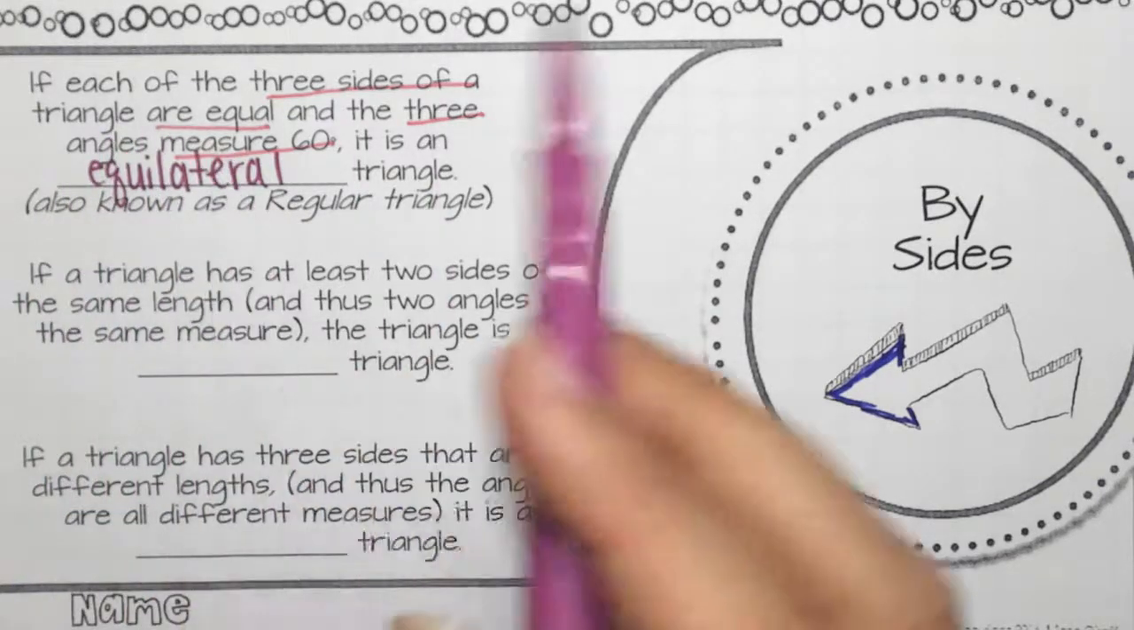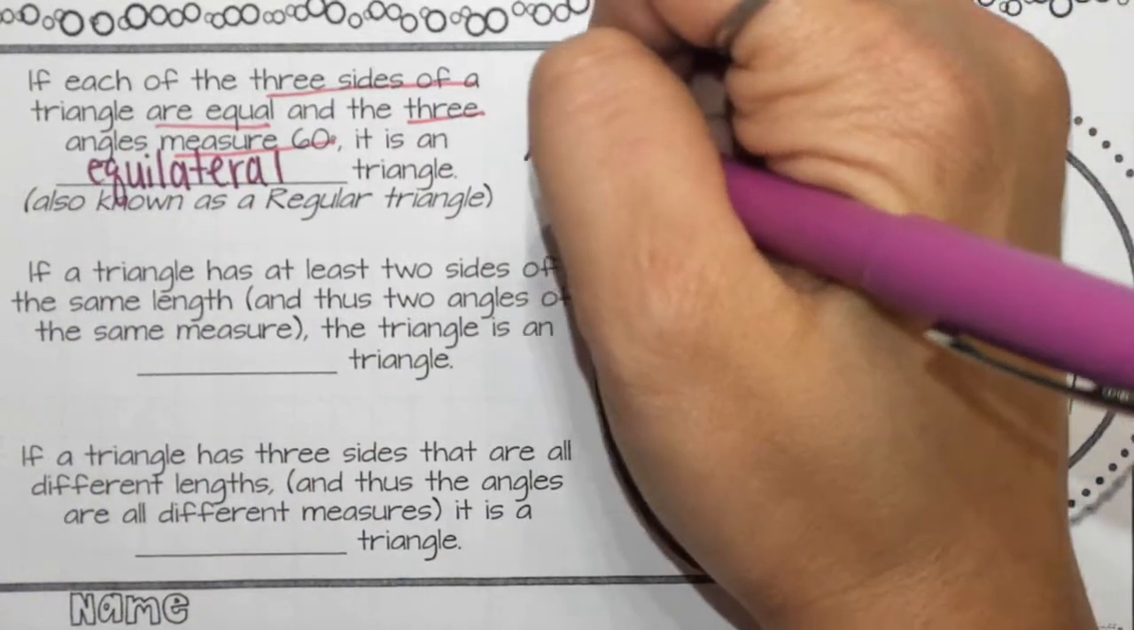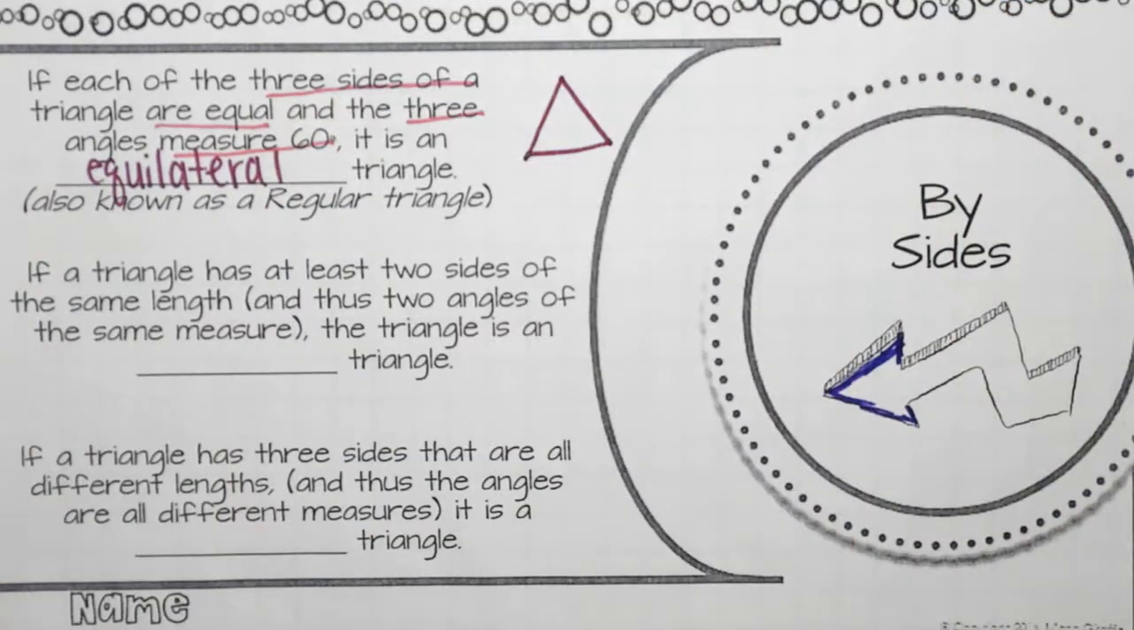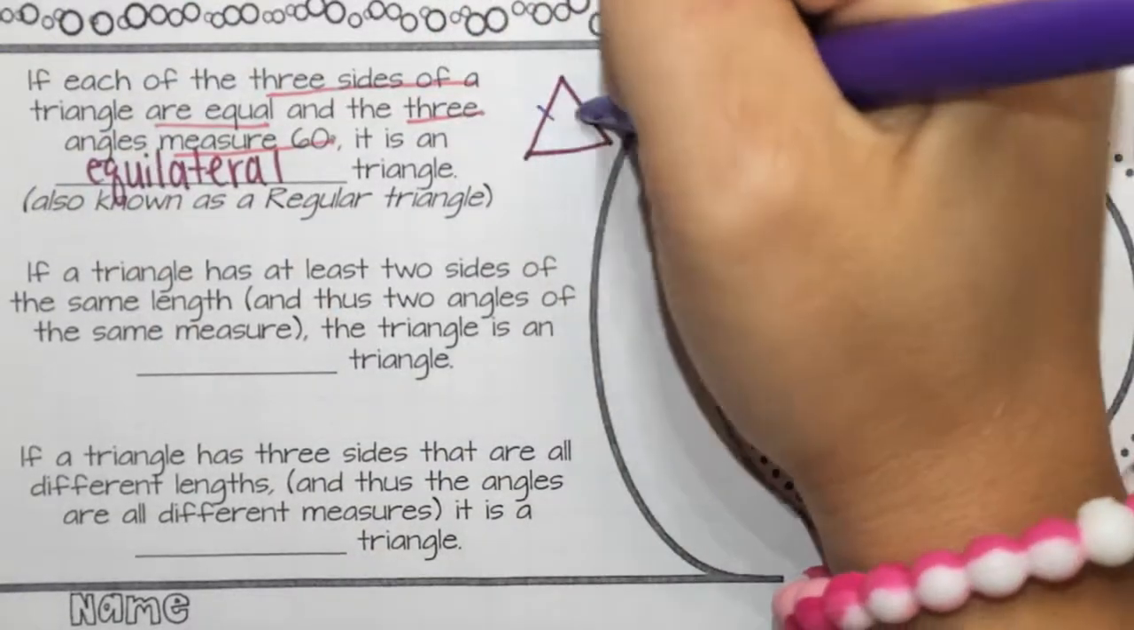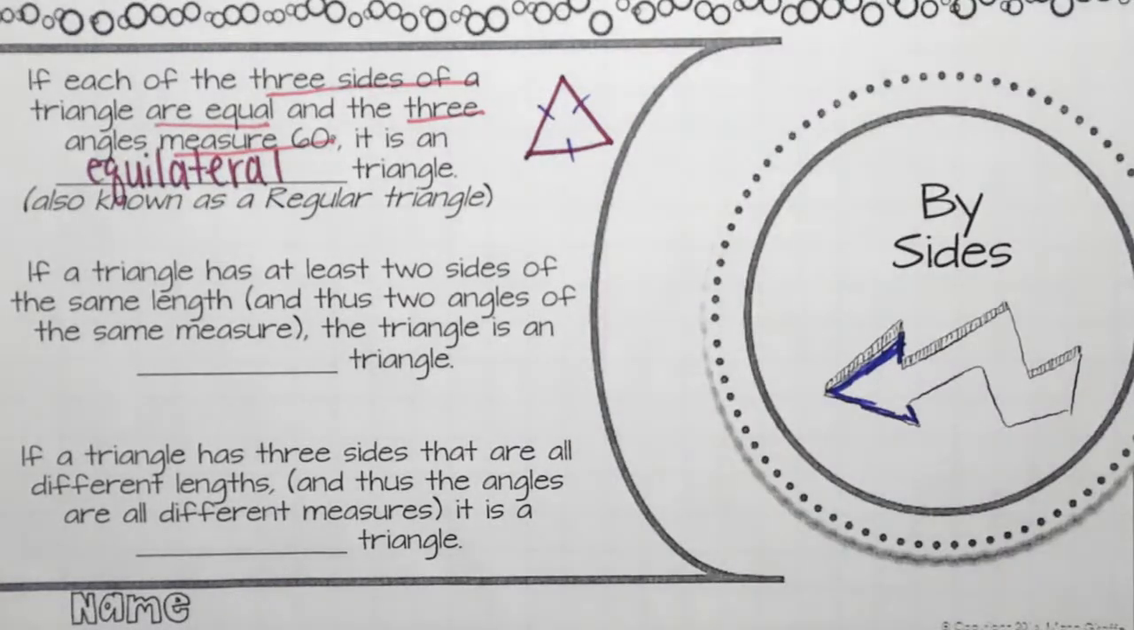Alright, so if all of them are congruent, if it looks like this, and it has a little tick mark where all of these are congruent, that means that it's an equilateral. So draw a triangle and put the tick marks.